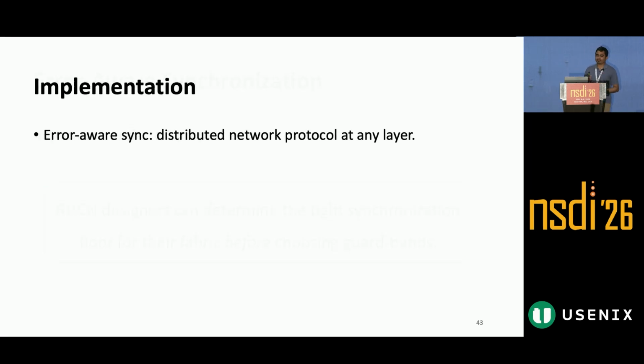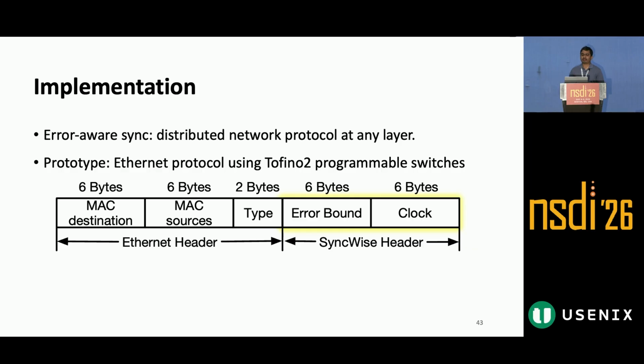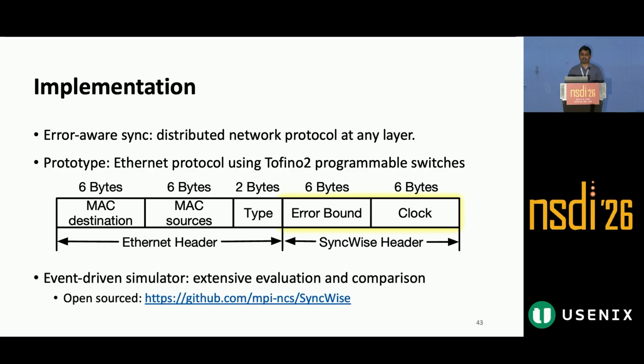Now, in order to implement this error-aware synchronization protocol, we could implement it as a distributed protocol at any layer. In our prototype, we implement it as an Ethernet protocol using Tofino2 programmable switches. So the figure here shows the SyncWise header. It has a clock timestamp together with the corresponding error bound. We also develop an event-driven simulator for extensive simulation and comparison, which we have open sourced.